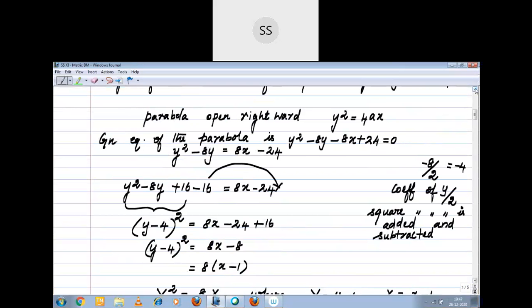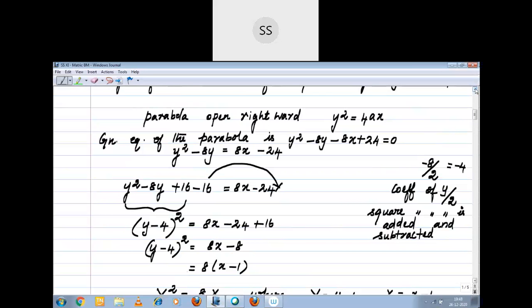The equation is given as y square minus 8y minus 8x plus 24 equal to 0. The given equation represents parabola open rightward. The general format is y square equal to 4ax. So the coefficient of y square and y you keep on the left. The rest of the terms carry over to the right. The next step, you have to take the coefficient of y, divide it by 2, then square the number. You should add and subtract on the left side.